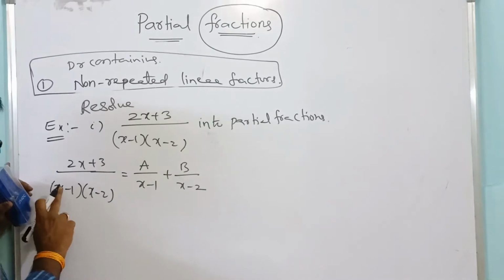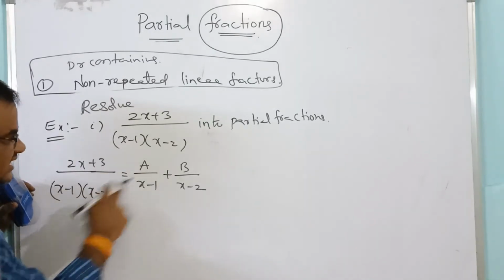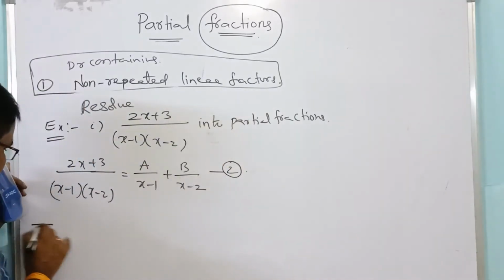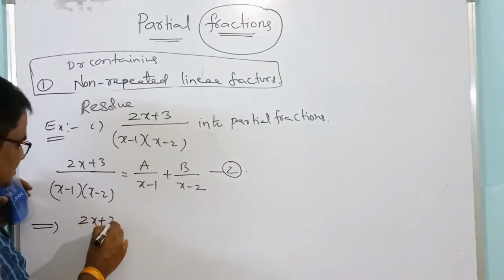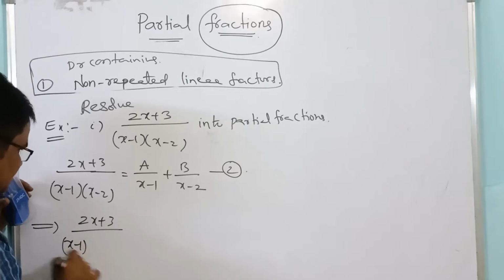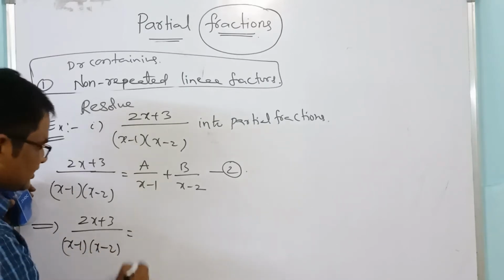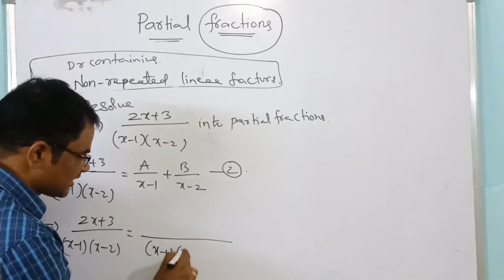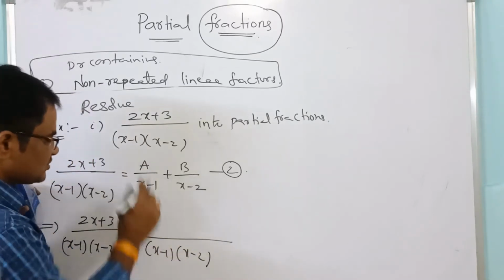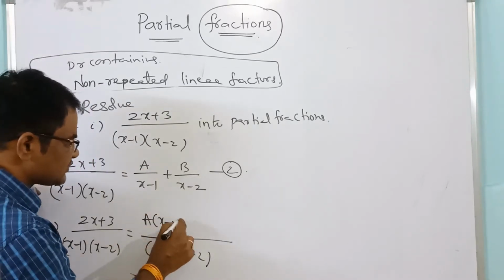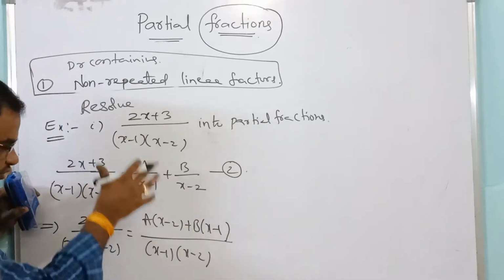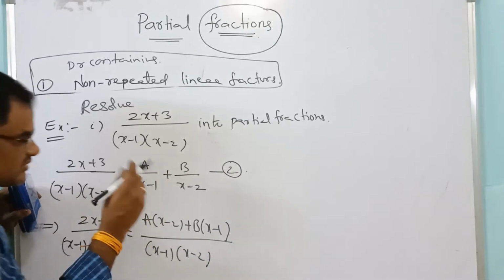So here, for this linear constant by linear, for this linear constant by second linear, take this as equation number 1. That implies 2x plus 3 by x minus 1 into x minus 2 equal to, take the LCM on the right side. What is the LCM? x minus 1, x minus 2. So here a into x minus 2, b into x minus 1. Listen carefully. What is the procedure for the first problem? For all the problems same.